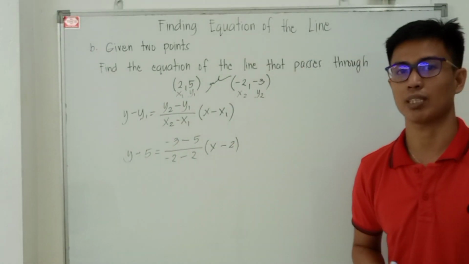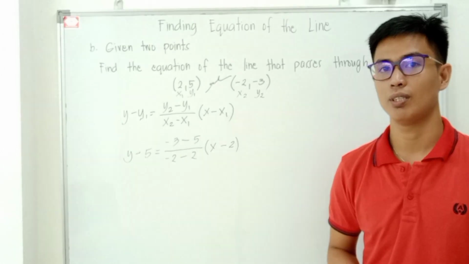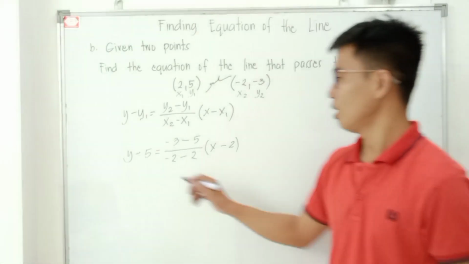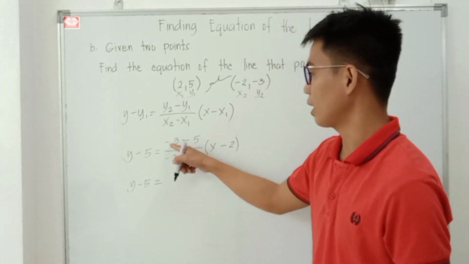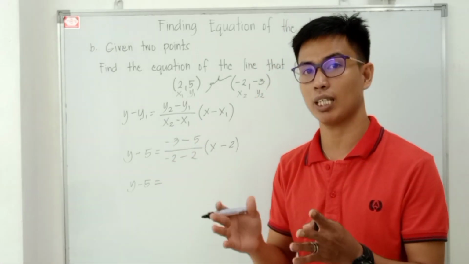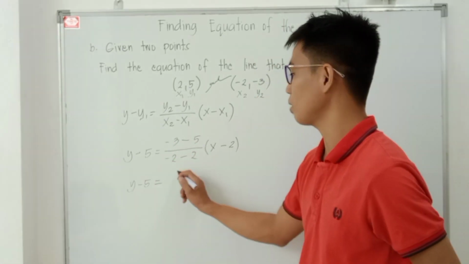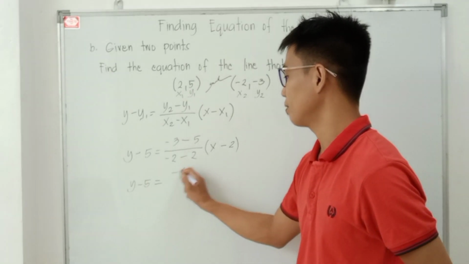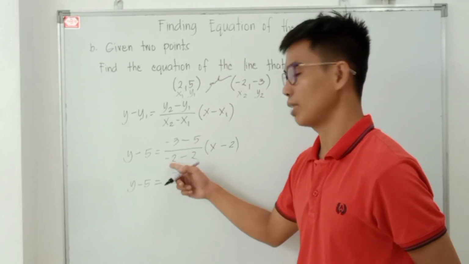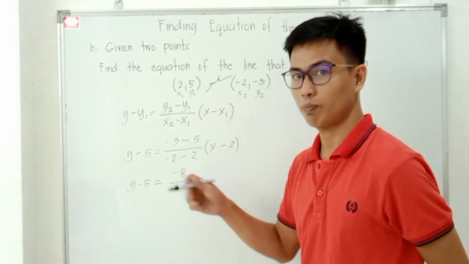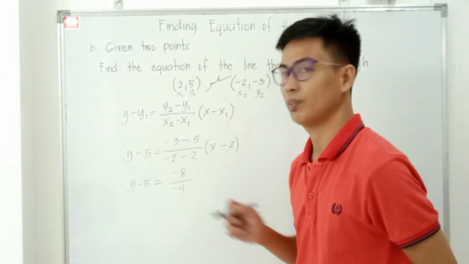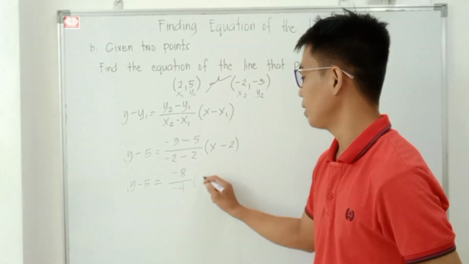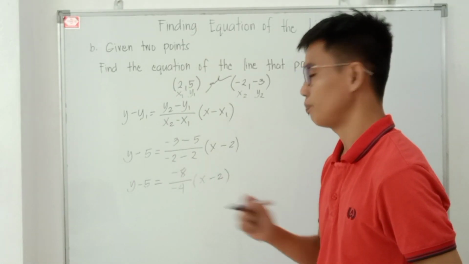So, after natin ma-substitute, isimplify na natin yung mga given. So, y minus 5 is equal to negative 3 minus 5. So, they are both negative. So, pagsamahin na lang natin. So, that will become negative 8. And then, sa baba, we have negative 2 and negative 2. So, pareha sila ng sign. Pagsamahin na rin natin, that will become negative 4. And we have here x minus 2.